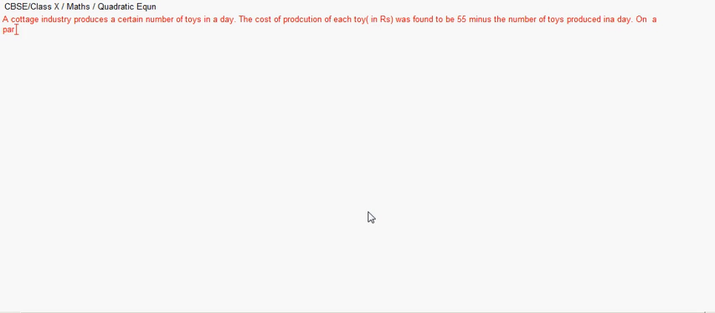On a particular day, the total cost of production, using this N short form, was rupees 750. We would like to find the number of toys. Find the number of toys produced on that day.